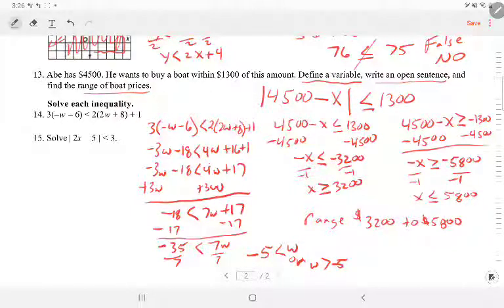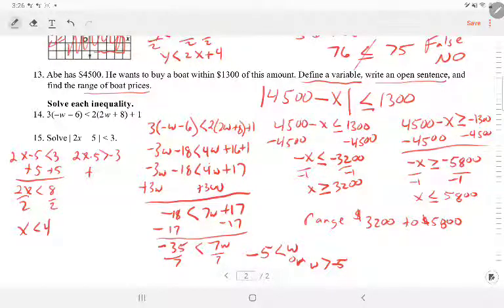Okay? This last one, I have the absolute value of 2x minus 5 is less than 3. So I'd have 2x minus 5 is less than 3, and I would have 2x minus 5 is greater than negative 3. I'm going to add 5 to both sides, and I get 2x is less than 8. Divide by 2, and x is less than 4.